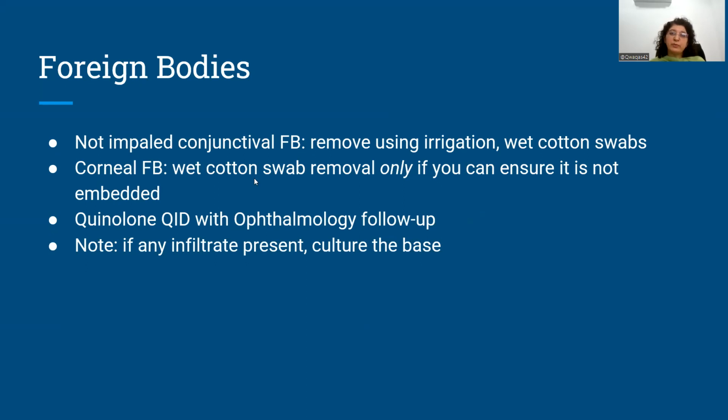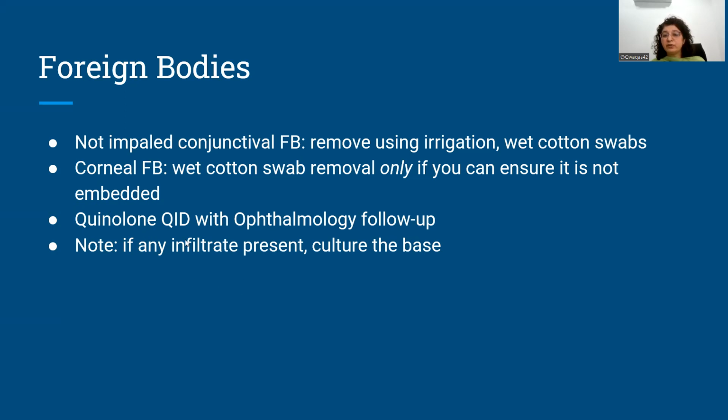So sometimes you may get lucky and the foreign bodies are more superficial. If they're not impaled within the substance of the tissue, you can easily remove them using irrigation or a wet cotton swab if it's visible to you and you can easily have access to a slit lamp. With corneal foreign bodies, only if they're not embedded, you can use a wet cotton swab, or you can use special jeweler's forceps to remove these foreign bodies. Typically, removal is followed by instillation of antibiotics, like a quinolone 4 times a day with follow-up with ophthalmology.